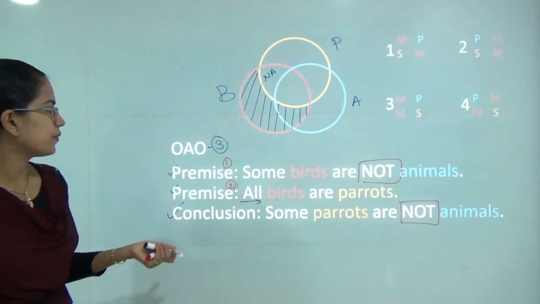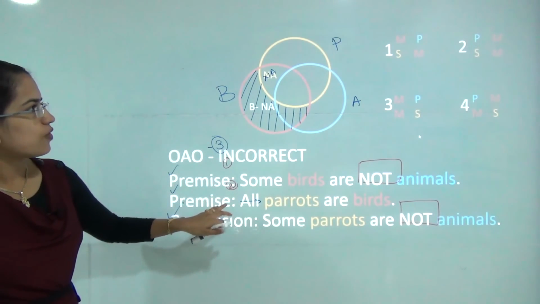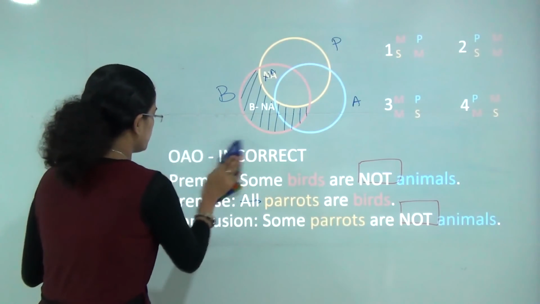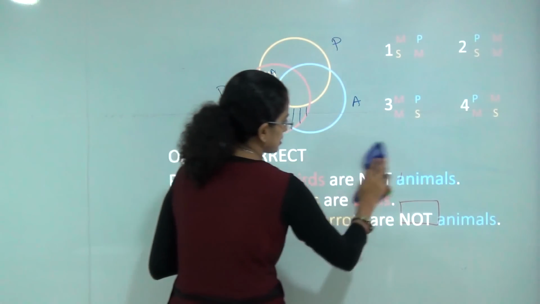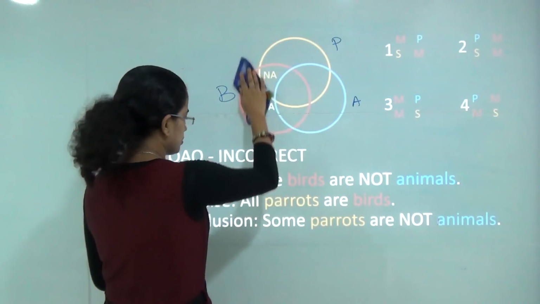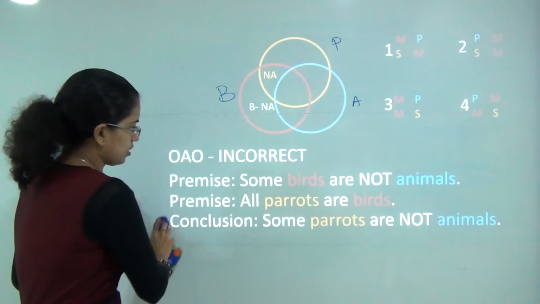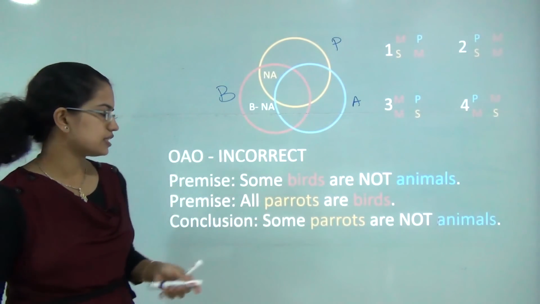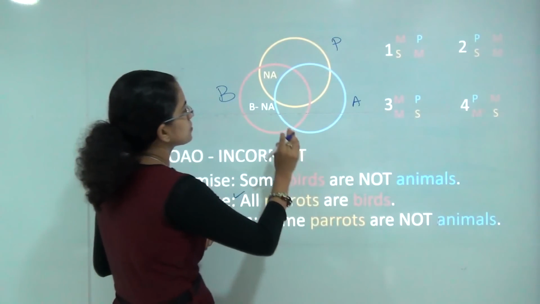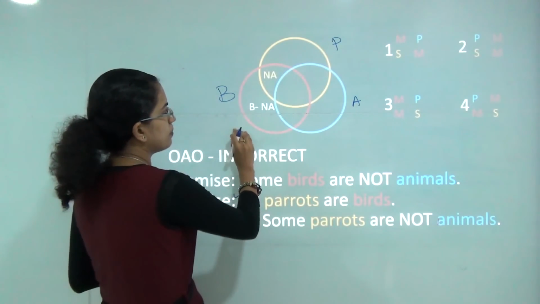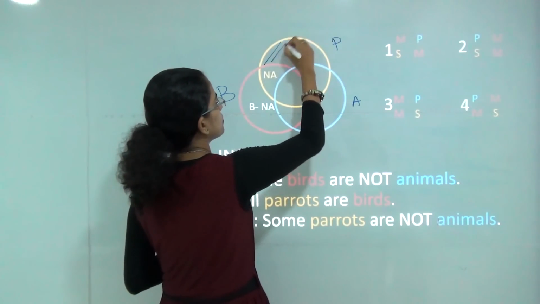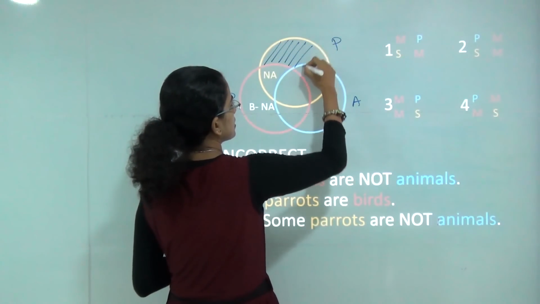So let's see how. So I have taken another form, that is form 1 of OAO, and let's see what the result comes to be. So again the same issue, you have all and some. So where should I start? I'll start with all. So all parrots are birds. All parrots are birds, that means all the parrots are lying in this region. So I'll remove the remaining region.